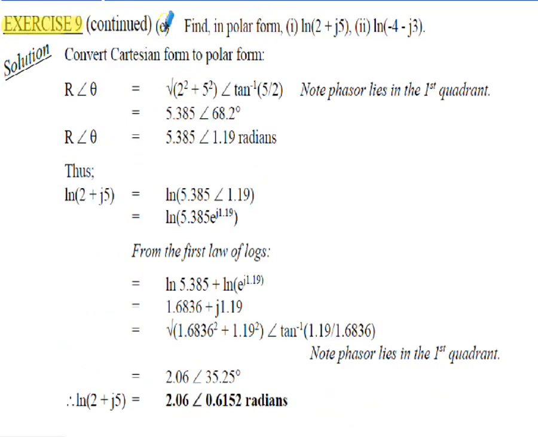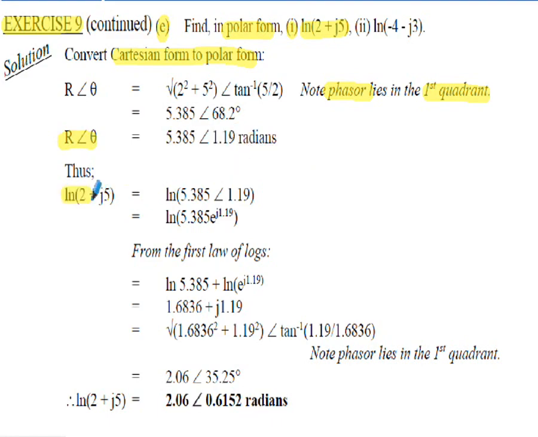Exercise 9 solutions continue. Part E, there are actually two subparts to this question. Got to find in polar form in part 1 ln of 2 plus j5. That's shown here. So the first thing to do is to calculate from Cartesian form to polar form. Note that the phasor in this case lies in the first quadrant because we've got positive, real and imaginary terms. So that gives the complex number in polar form, radians here.